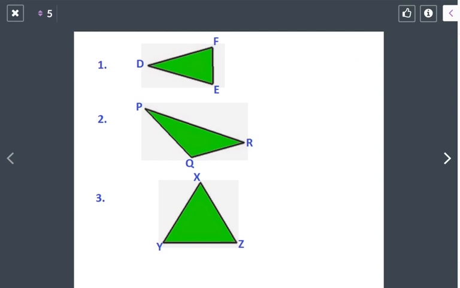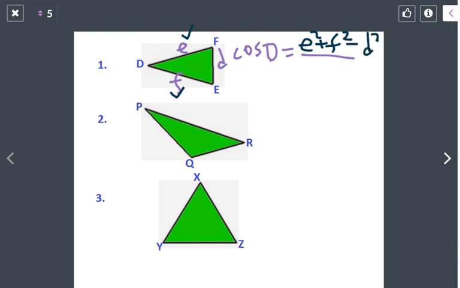Now let's go to the first one. Try to do cosine D now. Cosine D equals. I will label first. This is F, here's D, here's E now. So we know cosine D equals. We do the other sides, not the opposite side. So I have E squared plus F squared minus the opposite side, D squared, over 2EF. That's our pattern for cosine D.